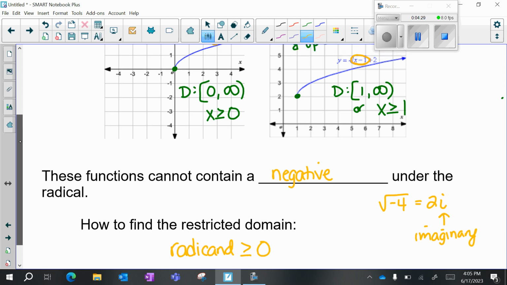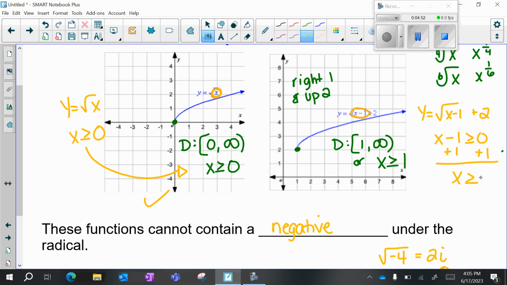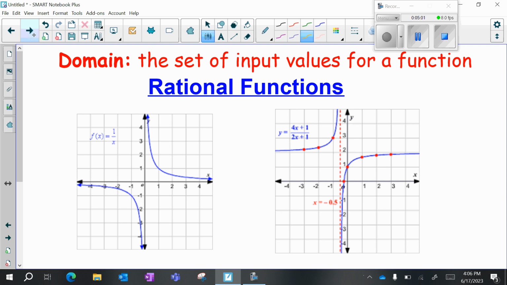So if I go back up here to these two examples, this is y equals radical x. It would be x is greater than or equal to 0. There's nothing to solve. Here it was y equals radical of x minus 1, plus 2. This would be x minus 1 is greater than or equal to 0. To solve, I would add 1 to both sides. There's my domain.